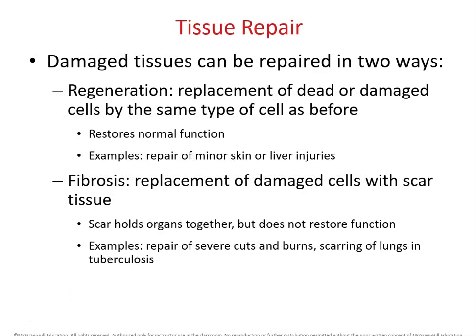So now we're going to talk about tissue repair. We have 2 ways that we can repair tissue in general. We have regeneration and fibrosis. Regeneration is when we replace the dead or damaged cells with exactly what was there to begin with, and this gives back normal function. We may have some scarring, but generally it's very minor.